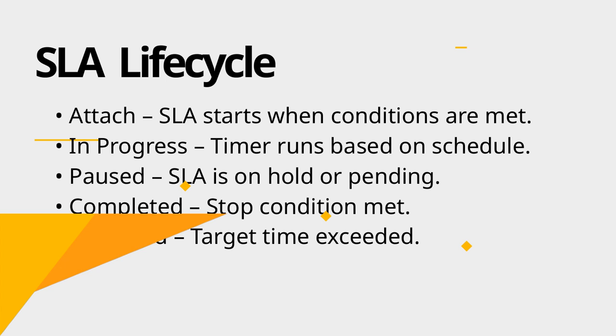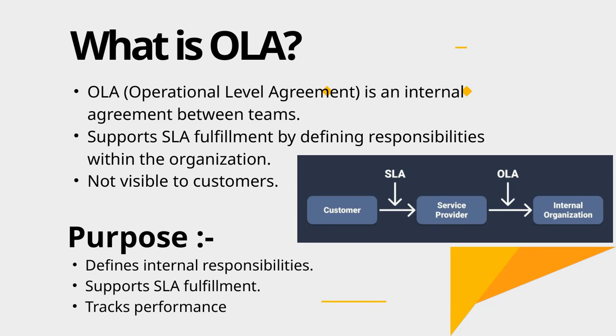Finally, we have the breached state, which occurs when the target time has been exceeded. This is a critical point because it signals that the SLA has not been met, and we need to address potential issues. Overall, understanding these stages helps us manage SLAs effectively, ensuring we meet our service commitments and address any delays proactively.